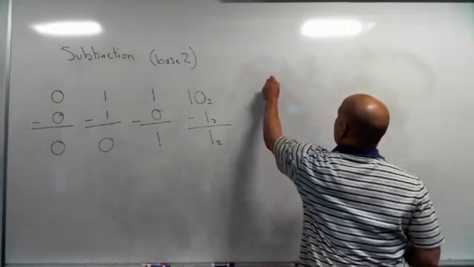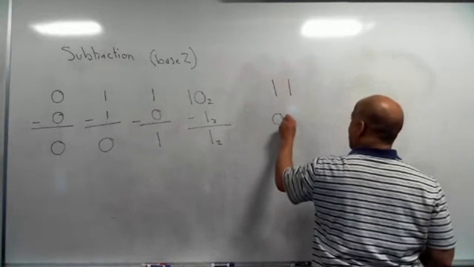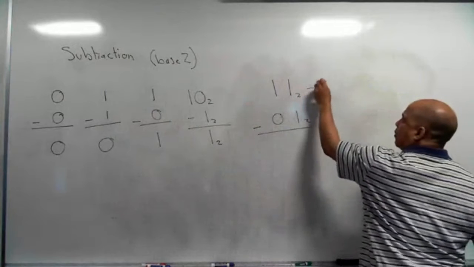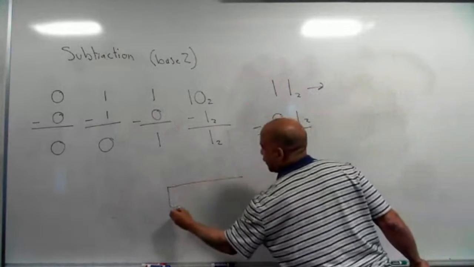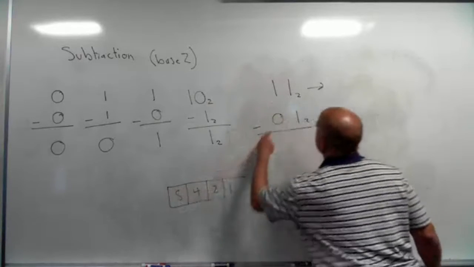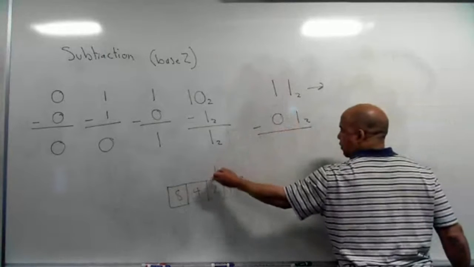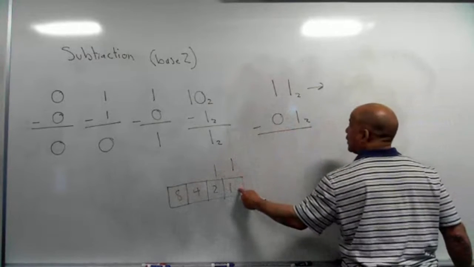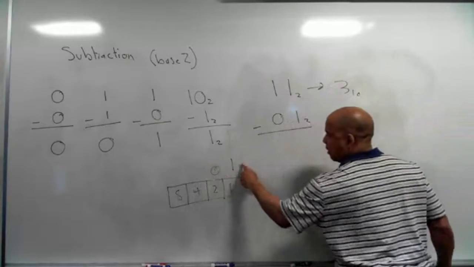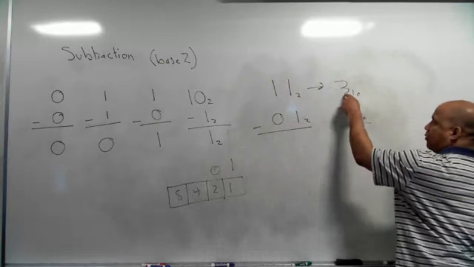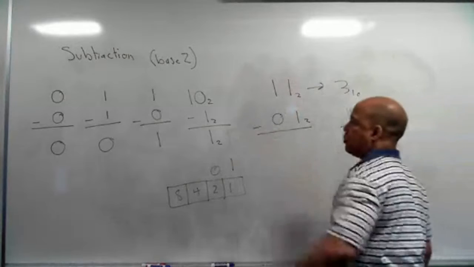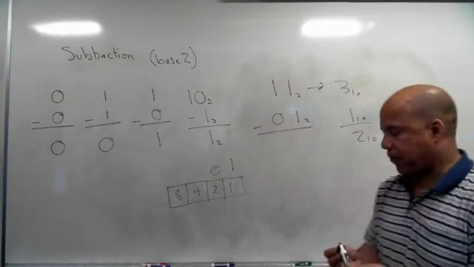So I've got 11 minus 01, base 2. What's a 11 in decimal? Put this over here so you can cheat. A 11 would be a 2 and a 1, which is a 3, and a 01 is just a 1. So 3 minus 1 in our number system is 2. You want to do the same thing over here using those rules. So go ahead and see what you got.